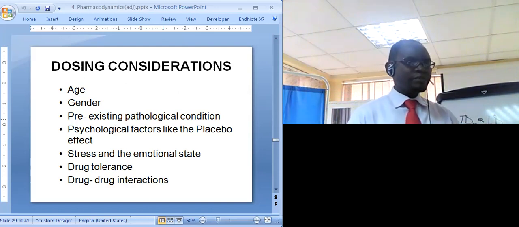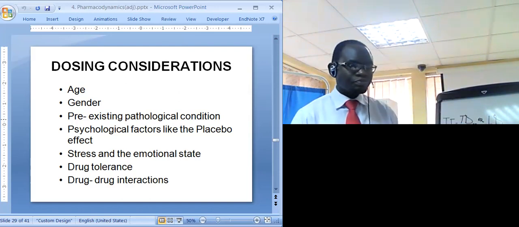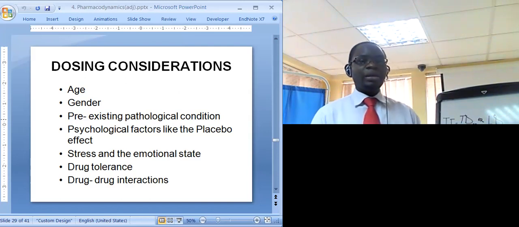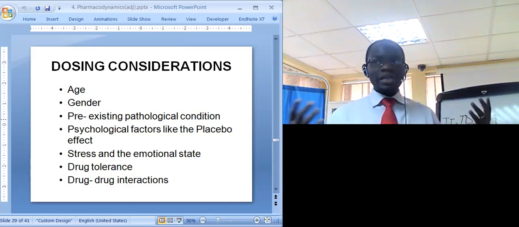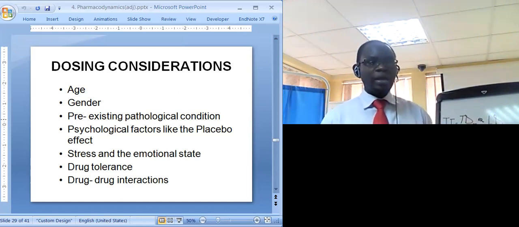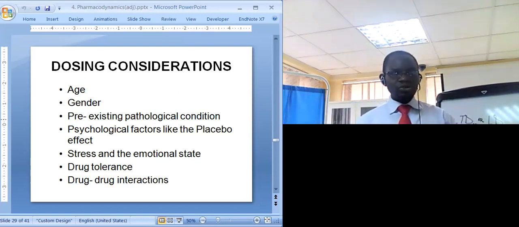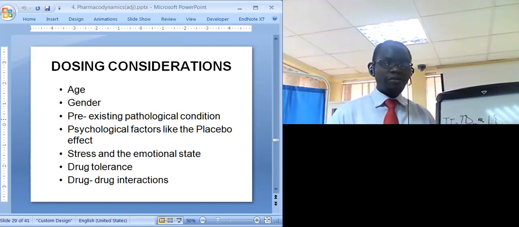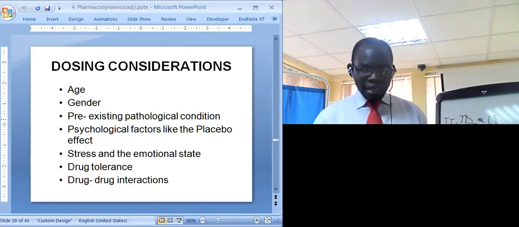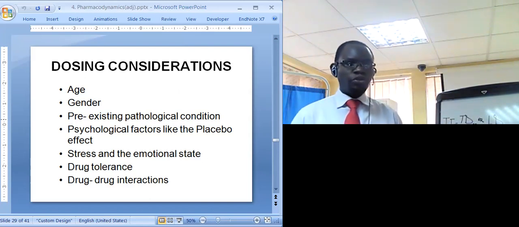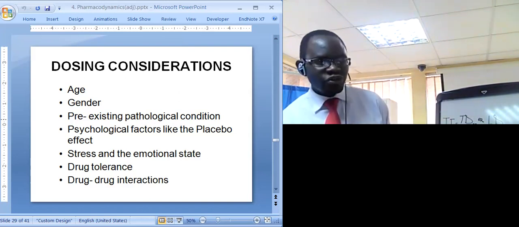Psychological factors, placebo effect. By this we mean that sometimes a patient might not necessarily require a particular drug, but once you give them what we refer to as a placebo, they are assumed to have their pain gone. So psychological factors are also very important. Stress and emotional state. Drug tolerance is basically the ability of someone to withstand or withhold a drug. And then what we refer to as drug-to-drug interactions.